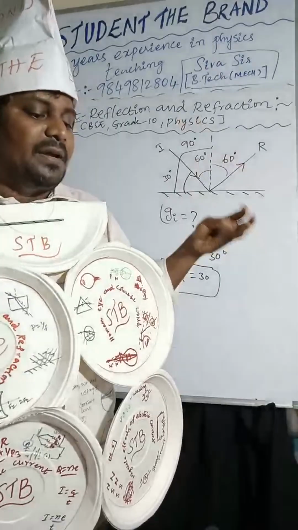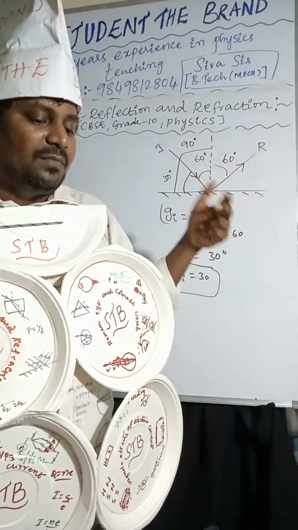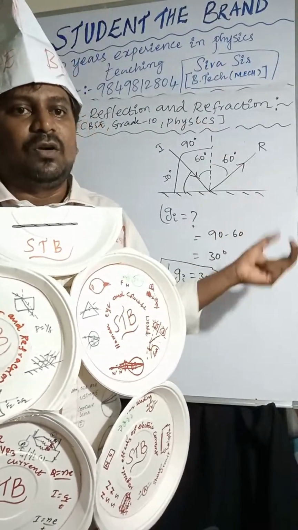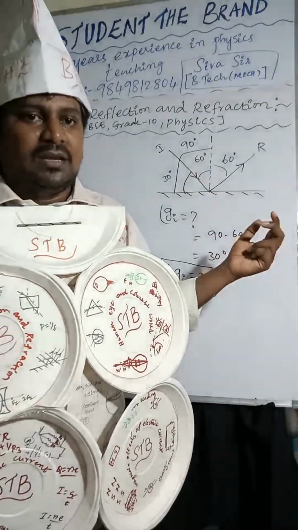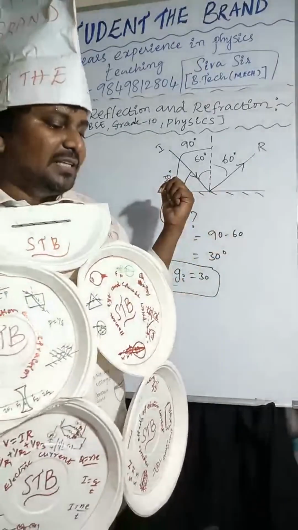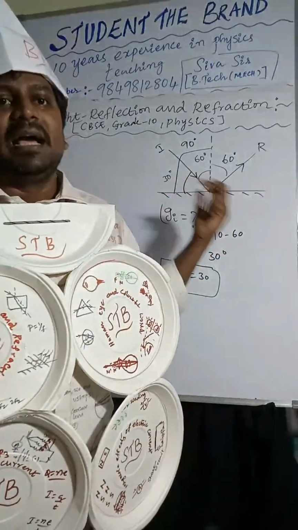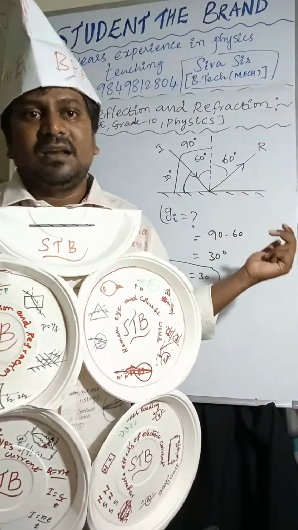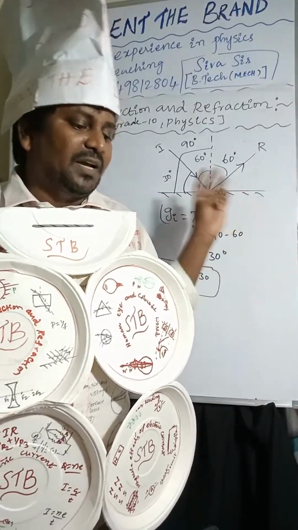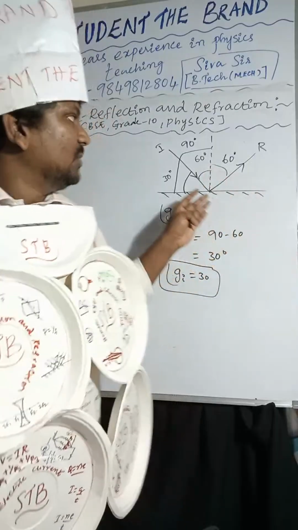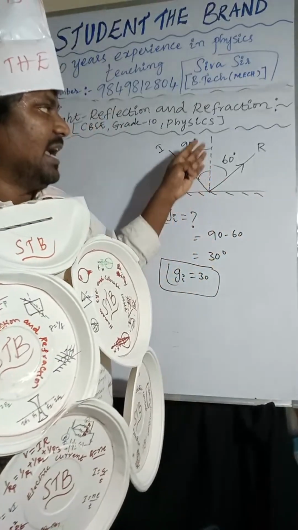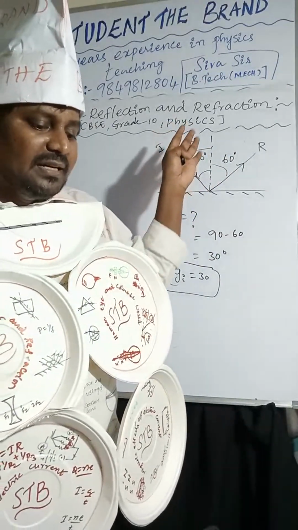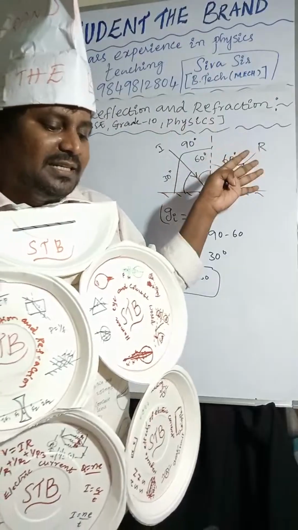If the paper is asked in a little more twisted, logical manner, they will ask this question: glancing angle of incidence and glancing angle of reflection. Very, very important. So if the angle of incidence is 60 degrees, the angle of reflection is also 60 degrees.